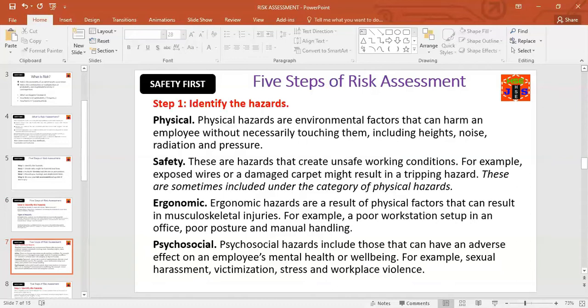Number five, ergonomic. Ergonomic hazards are a result of physical factors that can result in musculoskeletal injuries. For example, a poor workstation setup in an office, poor posture, and manual handling are all examples of ergonomic hazards. Number six, psychosocial. Psychosocial hazards include those that can have an adverse effect on an employee's mental health or well-being. For example, sexual harassment, victimization, stress, and workplace violence. So, the number one step is to identify the hazards.